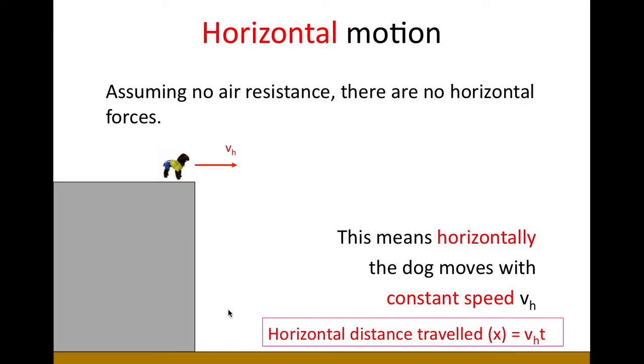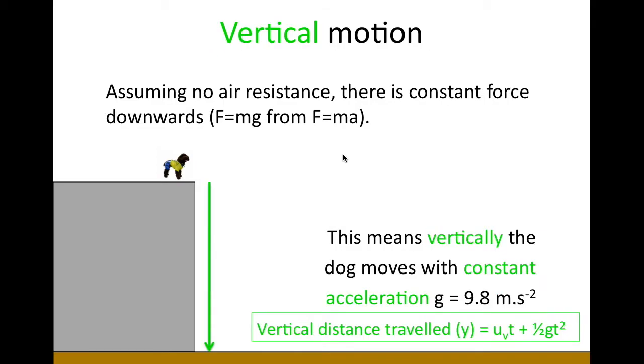For horizontal motion, assume that there's no air resistance. There are no horizontal forces working on this little dog over here. So this means that the dog moves with a constant speed, and its horizontal distance is, remember that speed or velocity equals distance over time. So we know that his or her traveled distance is the velocity times the time. And this is derived again from velocity equals displacement over time for linear motion. So we're treating this as linear motion.